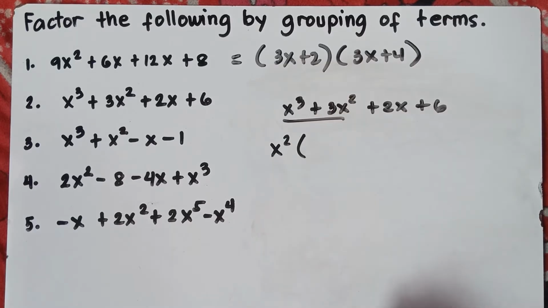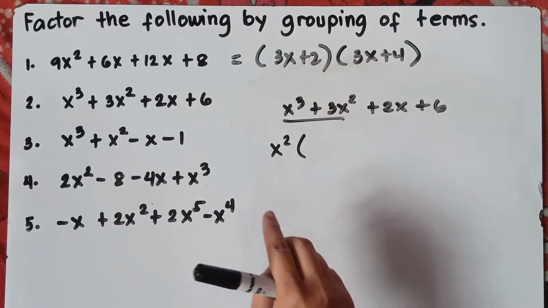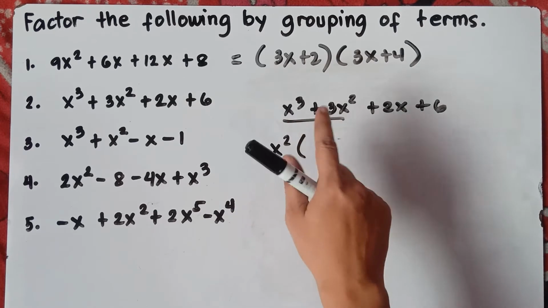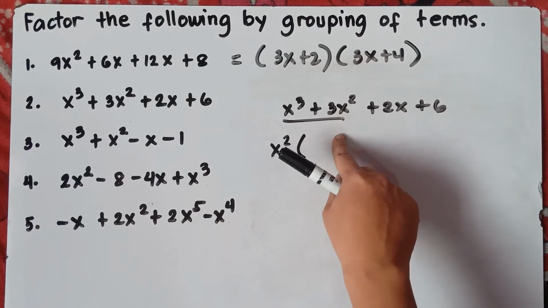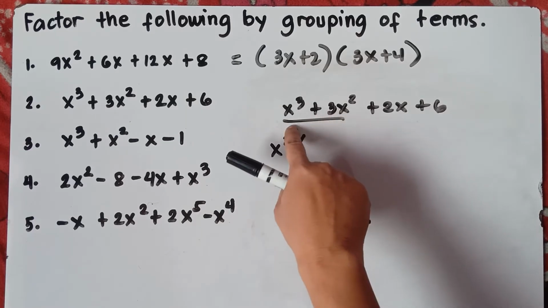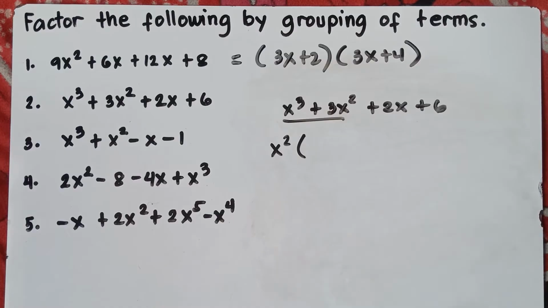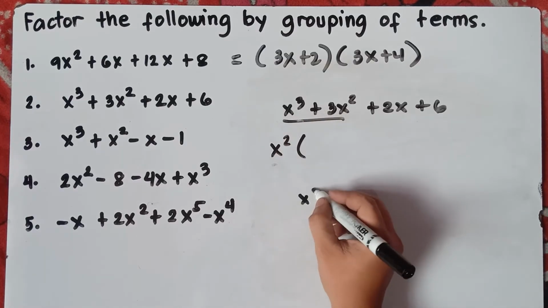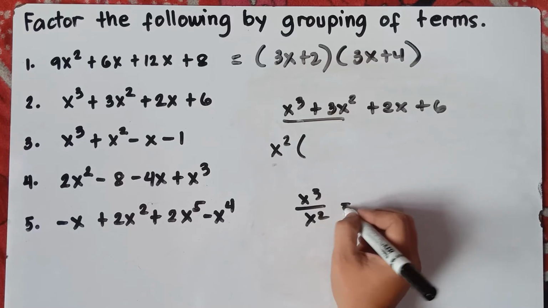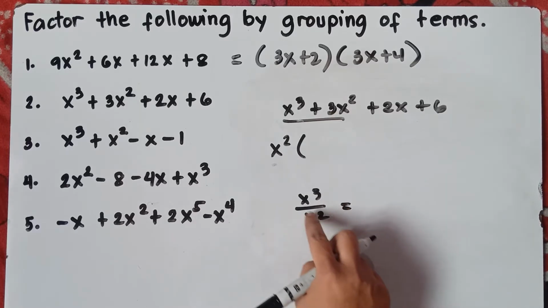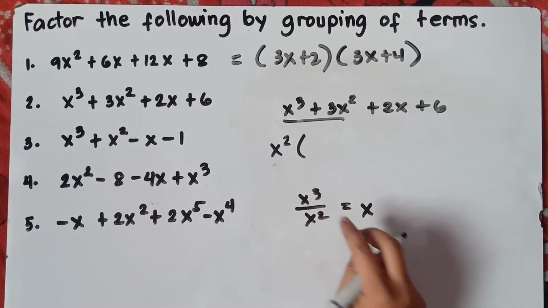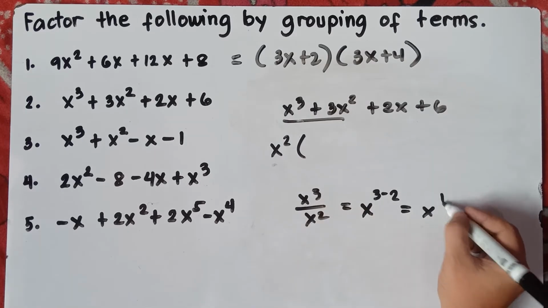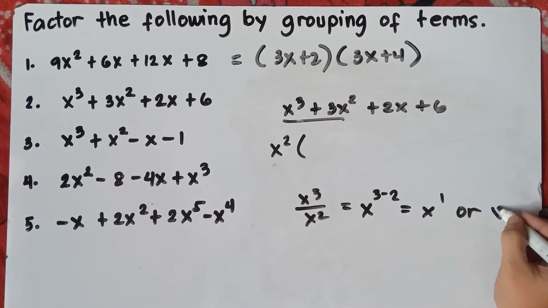Once again, class, always remember, for the number, you find the GCF. For the variable, to find the GCF, you select the variable with the least exponent. So we select x squared, because this is x cubed, so therefore we select x squared. And then you divide, class. Okay, x cubed divided by x squared. So x cubed divided by x squared, copy x. Then subtract the exponent, 3 minus 2. So this will be x raised to the power of 1, or you can write it x.